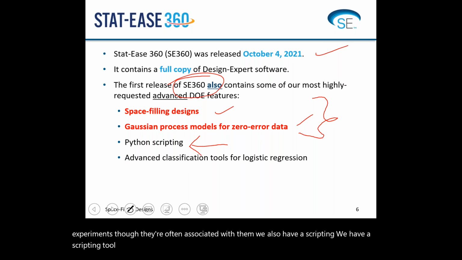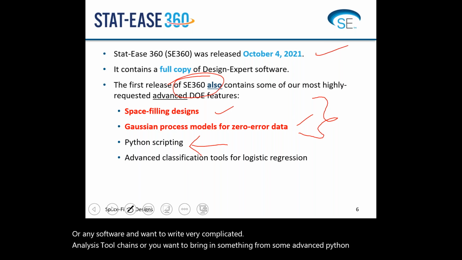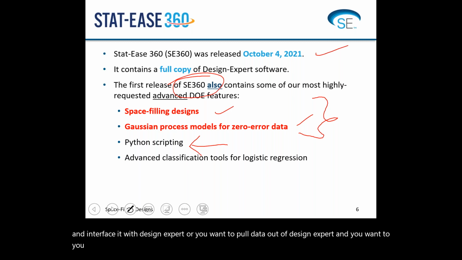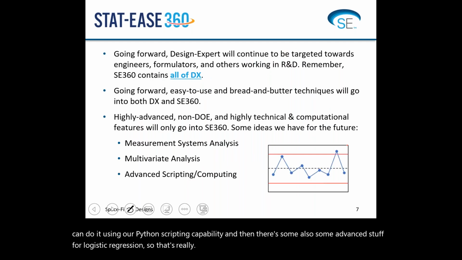We also have a scripting tool now that allows you to write custom scripts using the Python language. So if you already know any programming and want to write very complicated analysis tool chains, or you want to bring in something from some advanced Python package and interface it with Design Expert, or you want to pull data out of Design Expert and send it over to some other software and then send it back to Design Expert, you can do it using our Python scripting capability. And then there's also some advanced stuff for logistic regression. So that's really all there is about Statist 360.